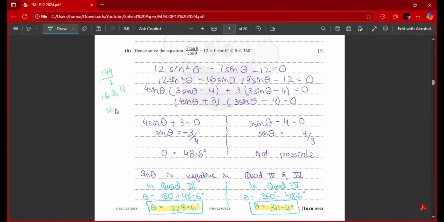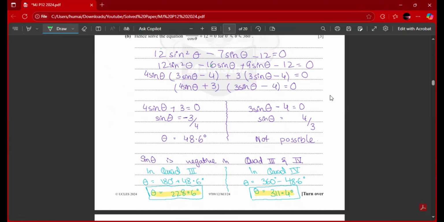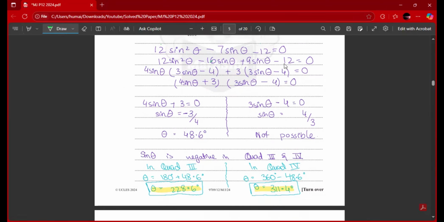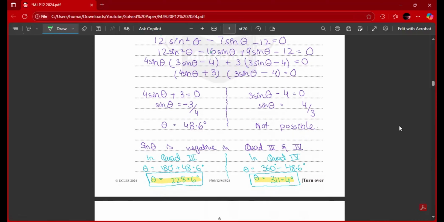So if I subtract 9 from 16, no, if I subtract minus 16 from 9, I do get a minus 7. So that's why we are writing these equations. Now simplification is being done here. Taking 4 sine theta common in the first two terms, and left with 3 sine theta minus 4, and taking 3 common in the other part so that we have the same terms here and here, and then solving it. I hope everyone knows how to do this step.